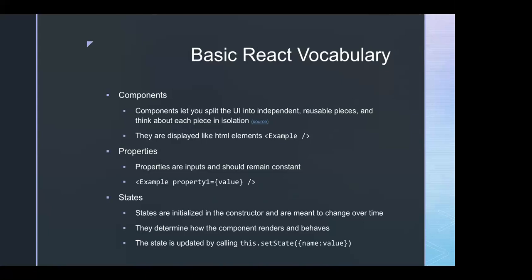Properties are inputs, and they should remain constant. So a property should never change, and it's passed in within the components. So example, property1 equals value. States are initialized in the constructor and are meant to change throughout the application. And they determine how the component renders and behaves. It's updated by calling this.setState with the name and value. States could be used like if you have a text box, you could have the state change every time somebody clicks within it. So it could be constantly updating what's inside that text box.